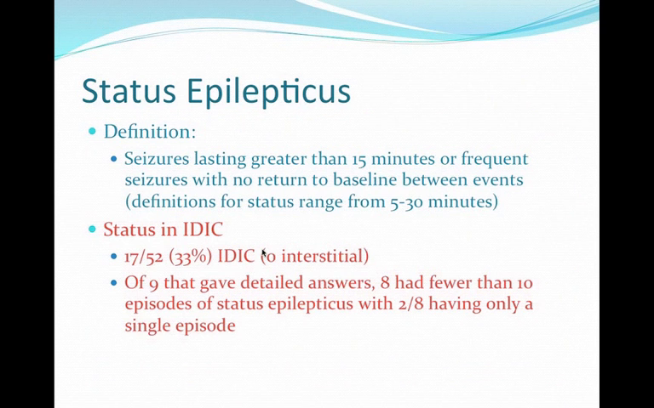And as far as status epilepticus, it depends on the definition, but one of the most accepted definitions is 15 minutes of constant seizing, or frequent seizures without return to baseline between events. Some people will say up to 30 minutes. It used to be 60 minutes, but now some people even say 5 minutes.